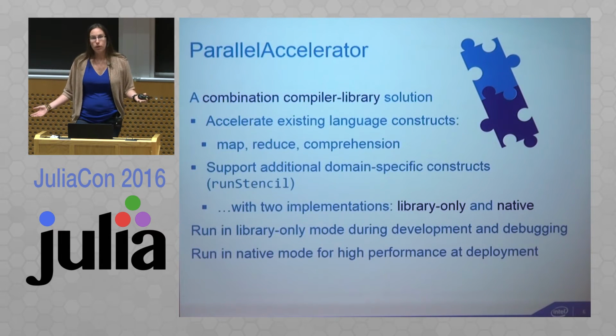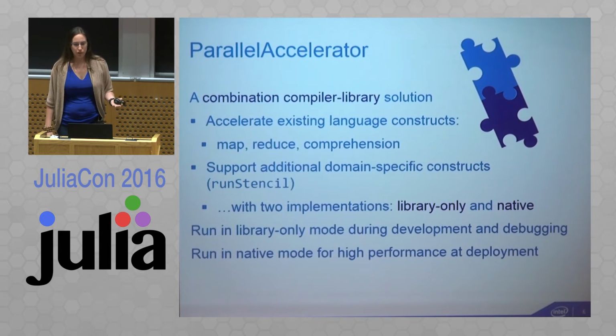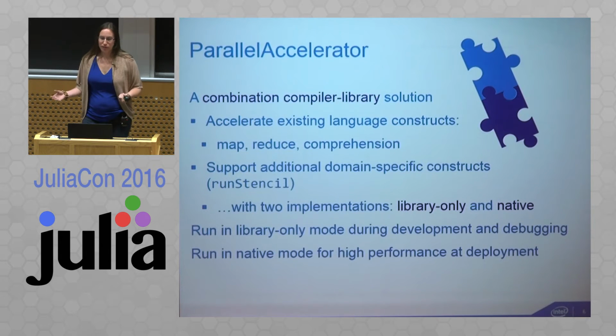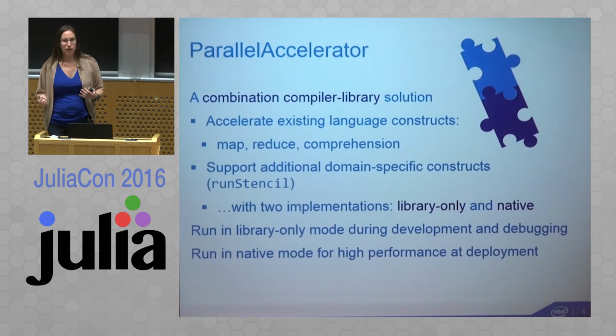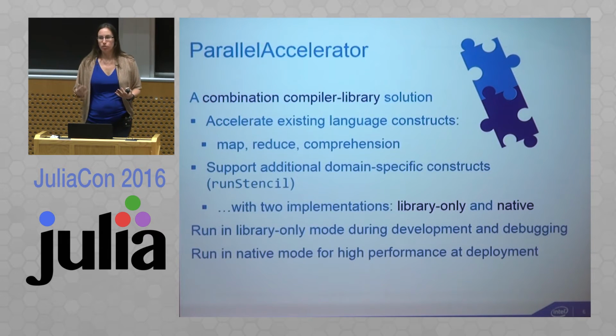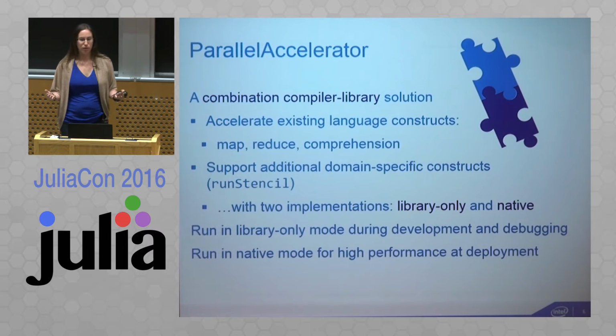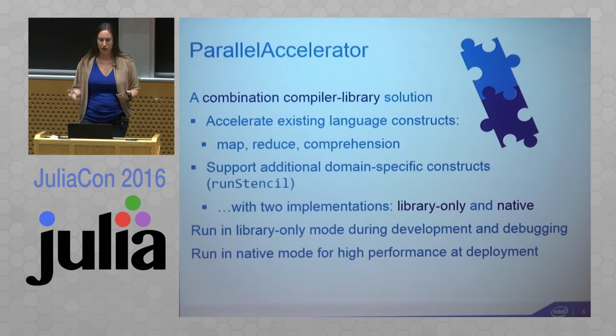It's also more than just an optimizing compiler for an array language. It also supports additional domain-specific constructs, such as, for example, a runStencil construct for stencil computations. And I'll say more about that later, too. But these domain-specific constructs have two implementations in ParallelAccelerator. And this is, I think, a key point. There's a library version, and there's a high-performance native implementation in the ParallelAccelerator compiler. And it uses the same parallel execution framework as the things that are part of the Julia language. So any program that leverages ParallelAccelerator is still a valid Julia program that can be executed without our compiler turned on.